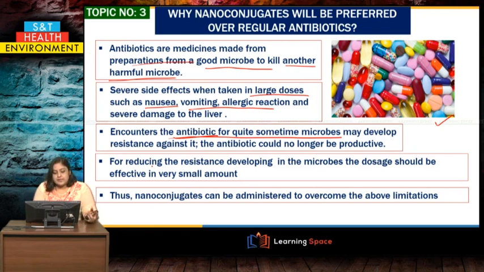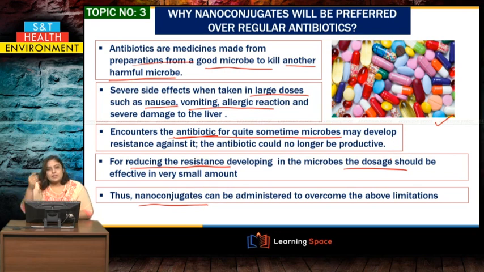So who is doing this? The nanoconjugates are doing this. They are reducing the resistance because the doses are very small in the nanoconjugates and they are directly taking it. So there is no way the antibiotic or any kind of medical preparation can go to waste.